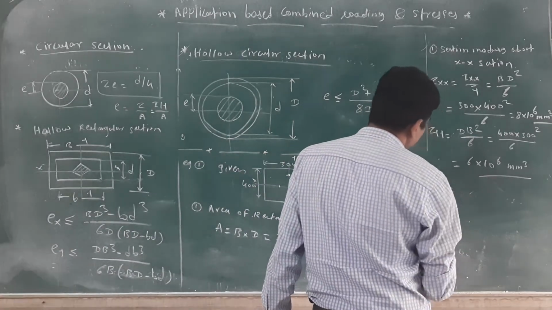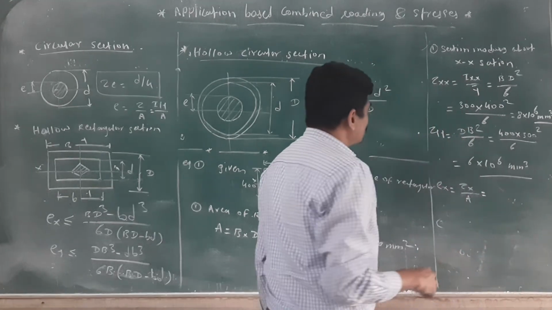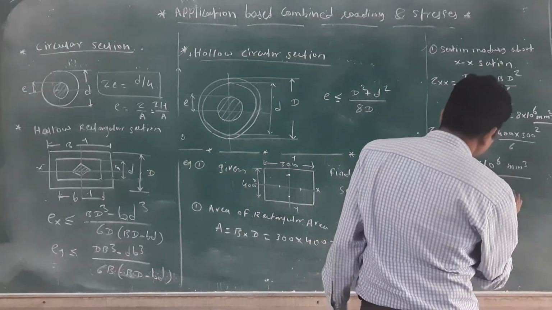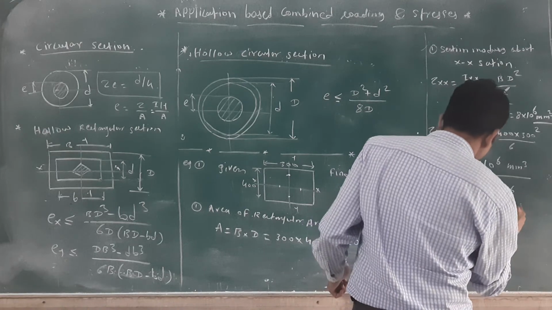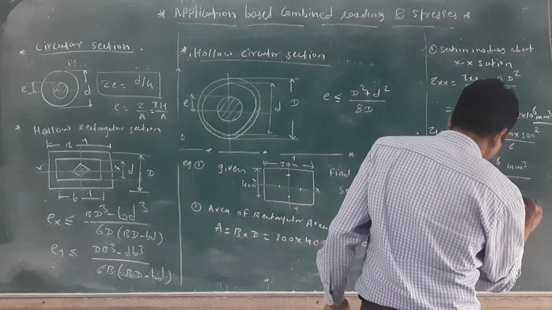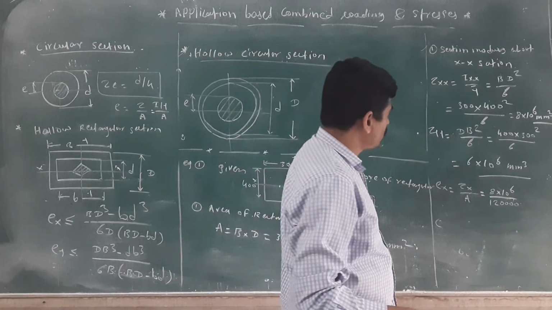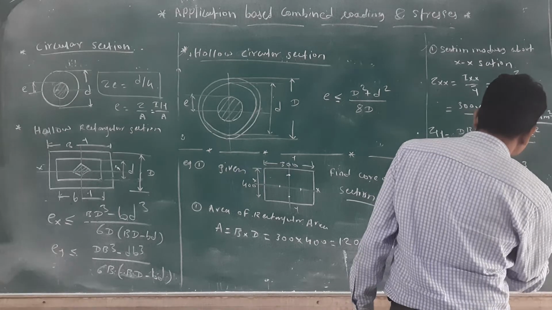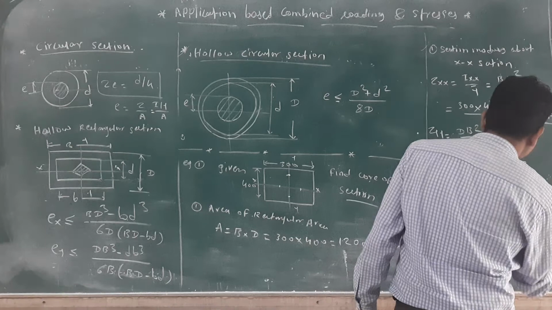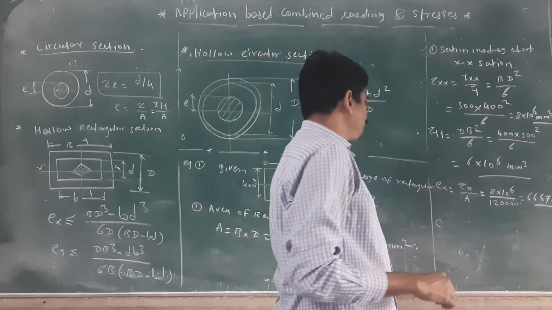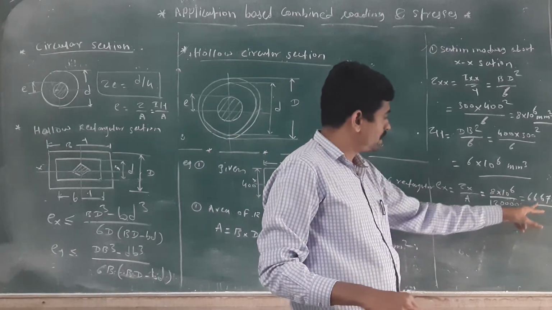eccentricity core of the rectangular section. ex is equal to, we know the formula, Zx divided by area. What is the Zxx? We have calculated 8 into 10 raised to 6. What is the area? 1,20,000. Then if you solve this, you will get the value 66.67. This is in mm, because mm cube divided by mm square gives mm.